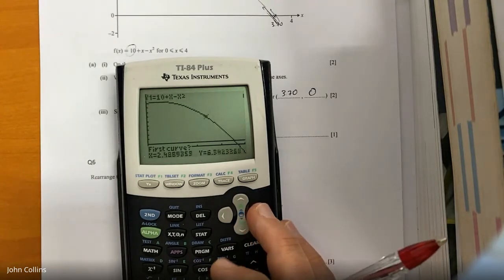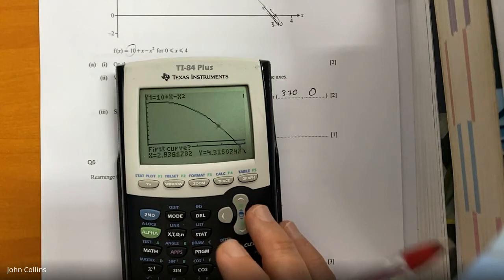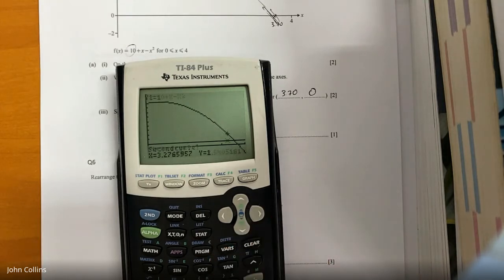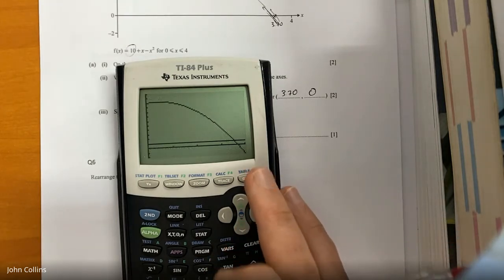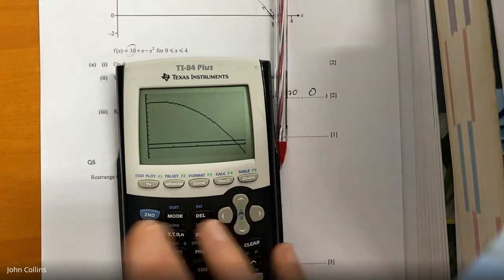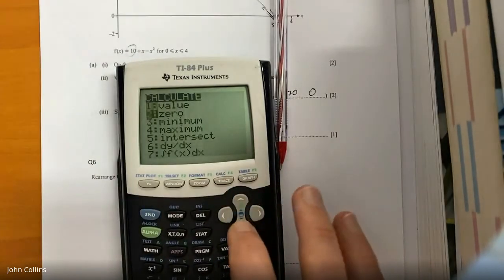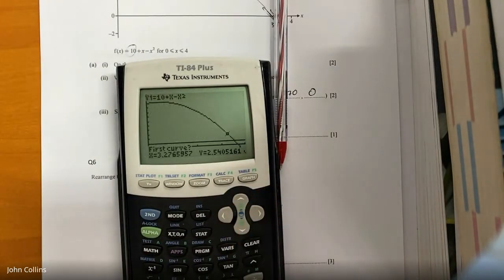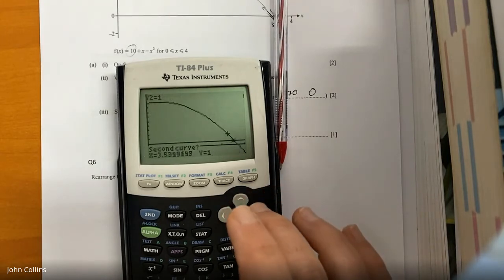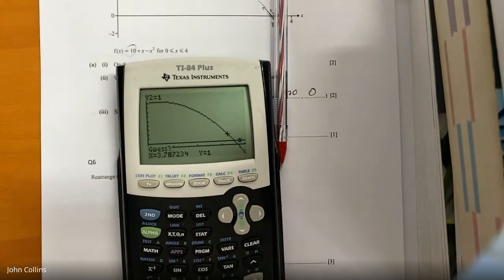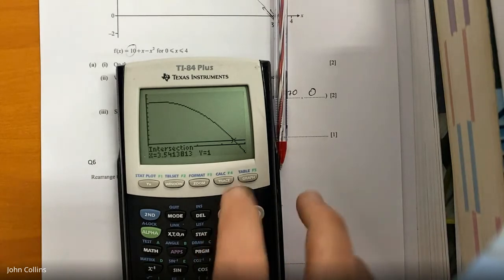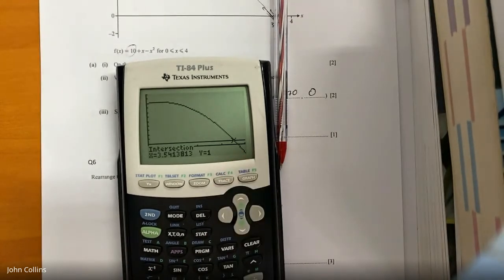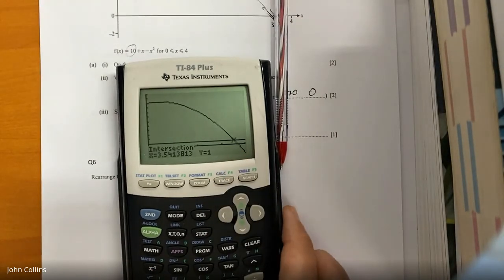On the first curve, I'm going to put it to the left of it. Enter. On the second curve, put it to the right of it. Intersect again. Enter. Just put it to the right. Enter. It asks you to guess. Don't bother. Just make sure your X is flashing on the point you expected. And we get 3.54.